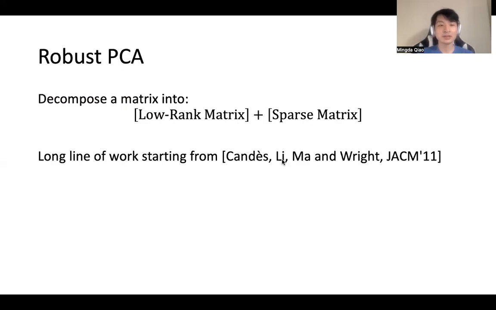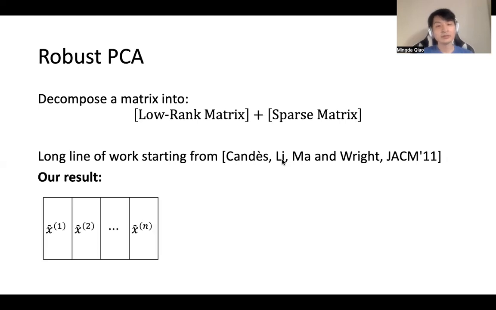Another way to view our model and our result is through the lens of robust PCA, which is the problem of decomposing a matrix into a low-rank matrix plus a sparse matrix. There's been a long line of work on robust PCA, starting from a seminal work of Candès, Li, Ma, and Wright. To frame our result into robust PCA, we consider the data matrix whose columns are the data points.